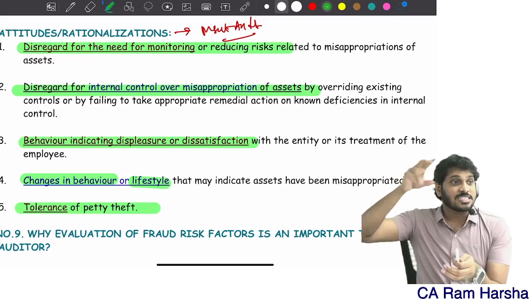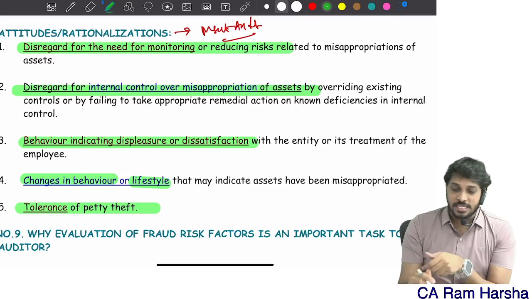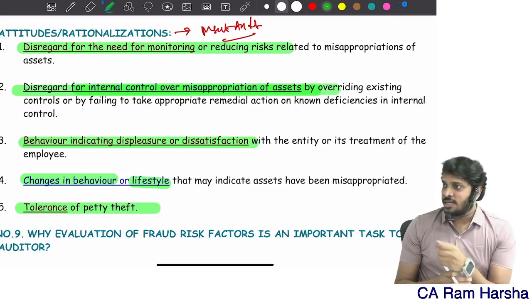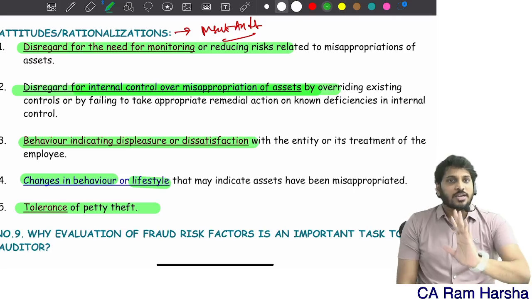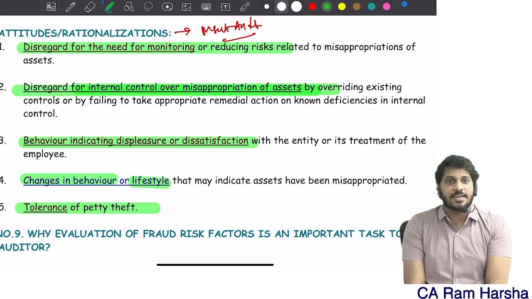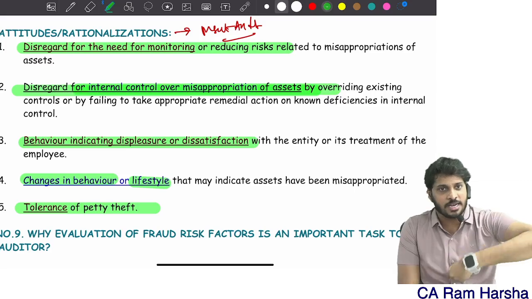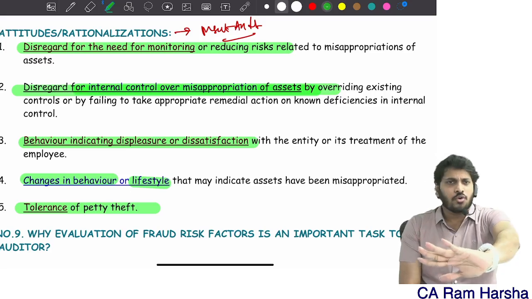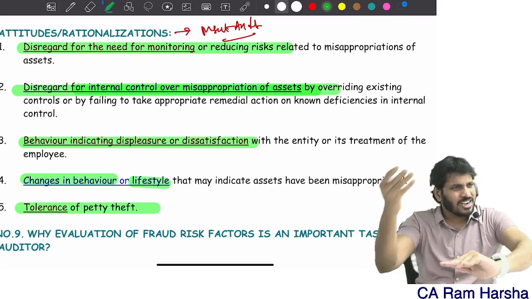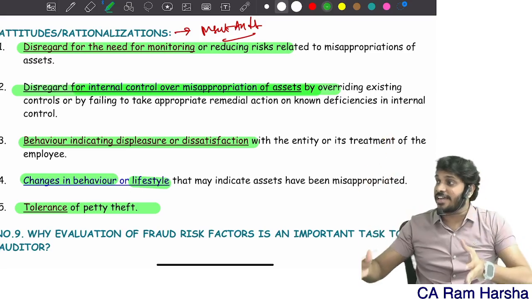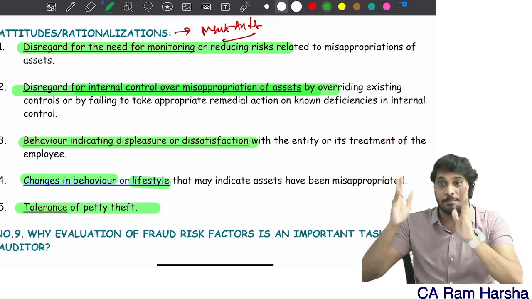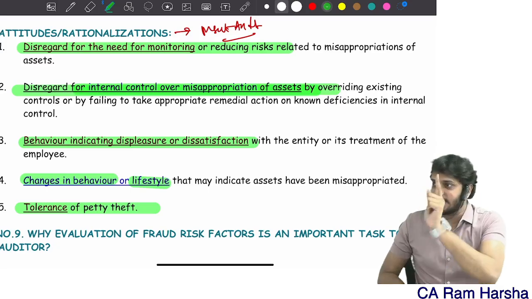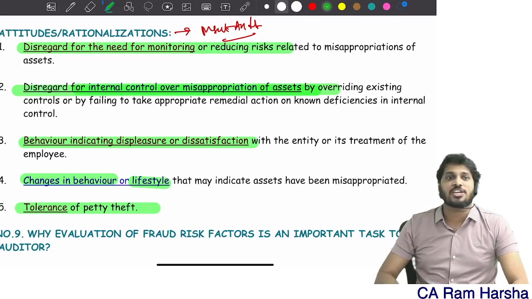Disregard for monitoring activity. Disregard for controls over assets. Suppose a security guard is asking for the ID card of each and every employee. The director says, you know me, right? Don't ask me for an ID card. I'll come directly. That is disregard for control. Getting the point? So controls violation and monitoring activity violation are all various attitudes of the management, behavior of the management, that indicate a fraud risk factor for misappropriation of assets.